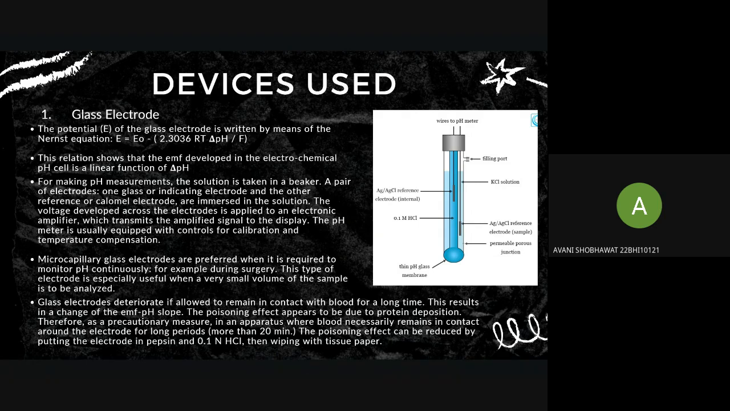Now that we have understood how pH is measured, we can have a look at the devices used for measurement. First is glass electrode.